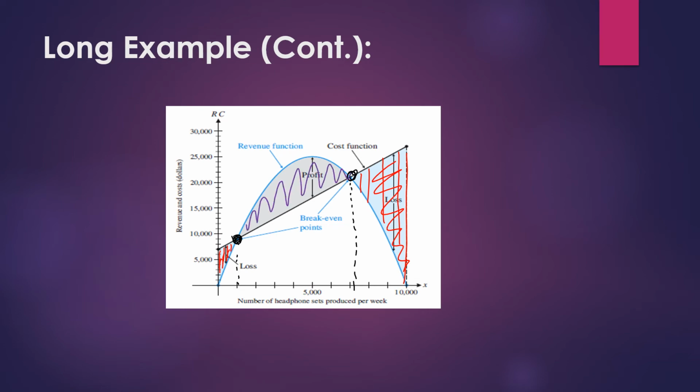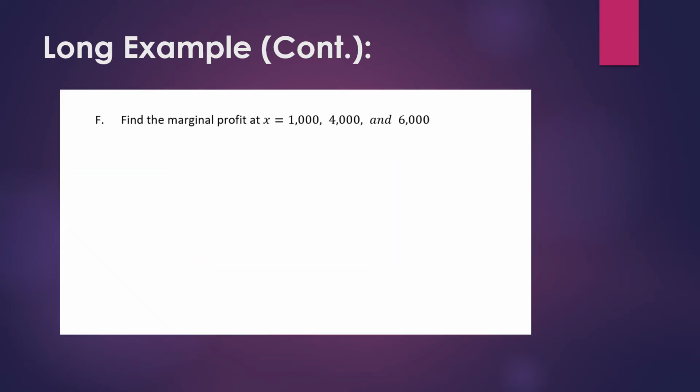And we know that profit is defined as revenue minus cost. So in our next part, they're going to be talking about the profit function. We're going to be talking about revenue minus cost and trying to figure out where we make the most profit. Is it where we make the most revenue, or would it be at another point? Part F wants us to find the marginal profit at x equals 1,000, 4,000, and 6,000. So profit, P of x, is equal to revenue, R of x, minus C of x.